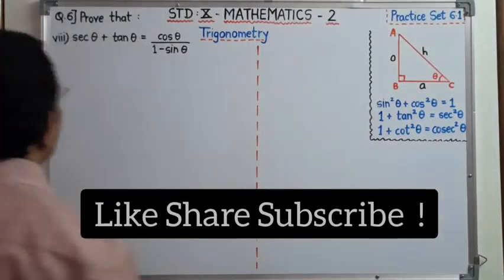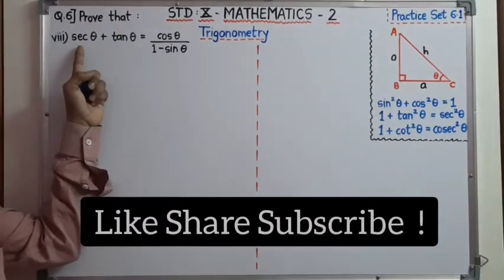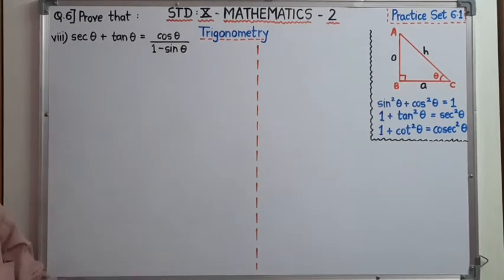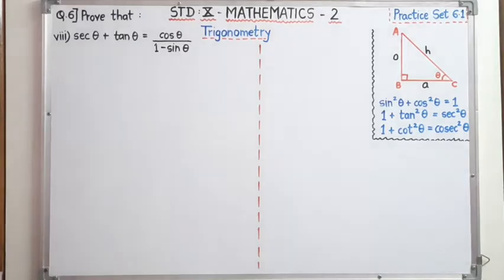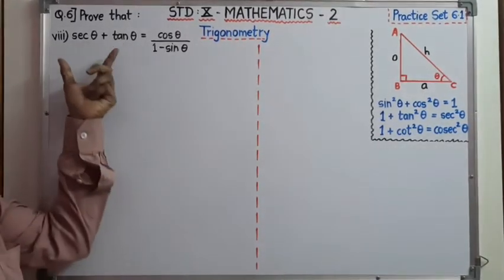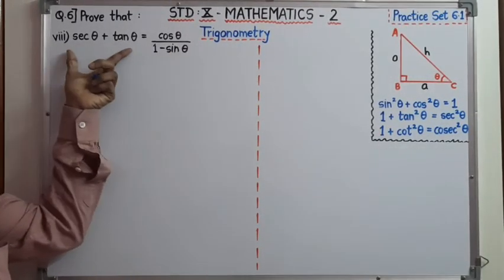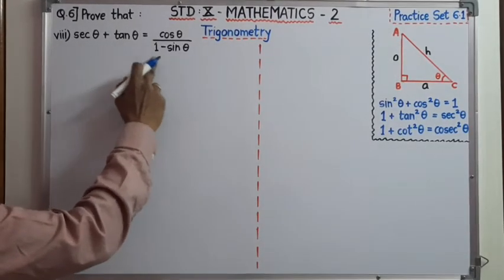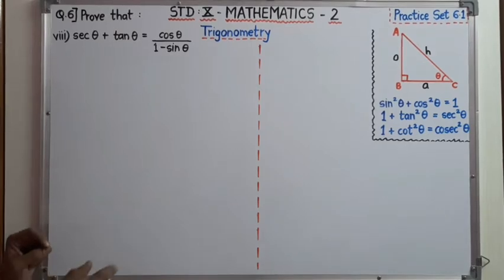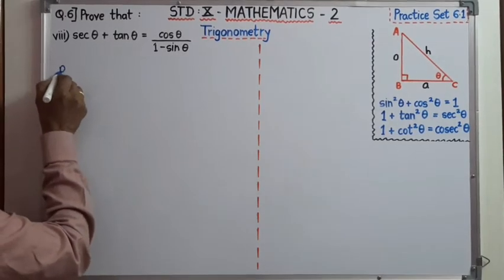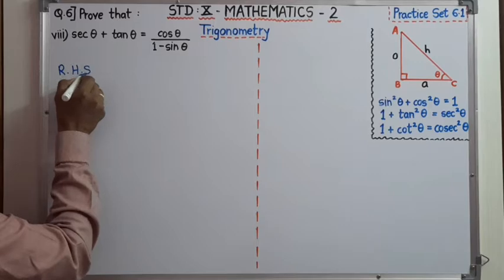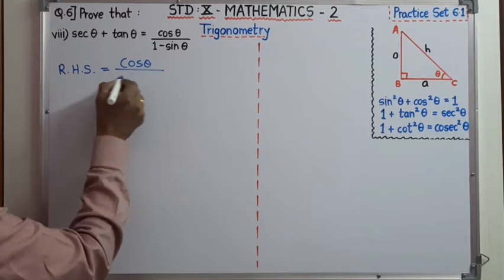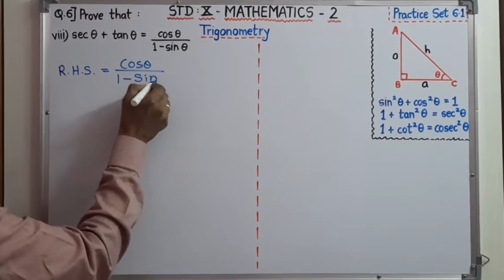See dear student, we have to prove this: sec theta plus tan theta is equal to cos theta upon 1 minus sin theta. In a previous lecture, we proved some trigonometric ratios. Here this is the left hand side and this is the right hand side. First we write the right hand side is equal to cos theta upon 1 minus sin theta.